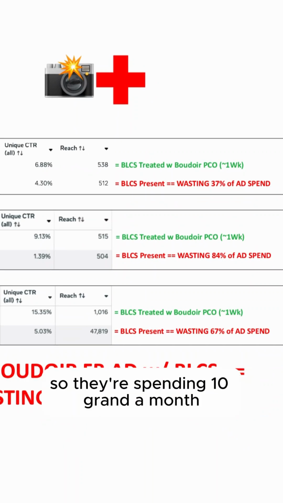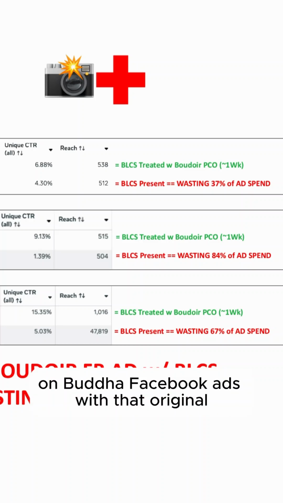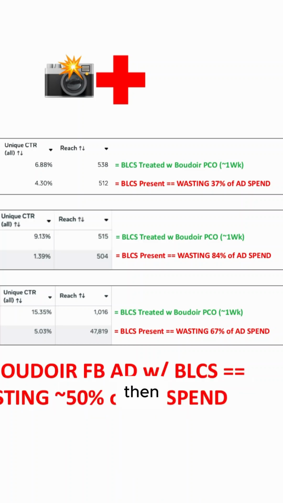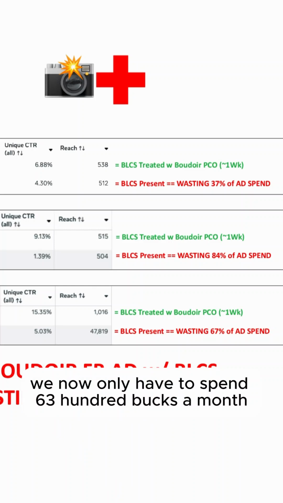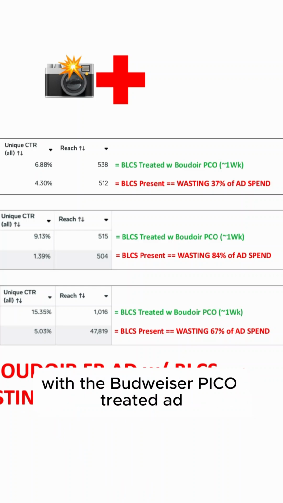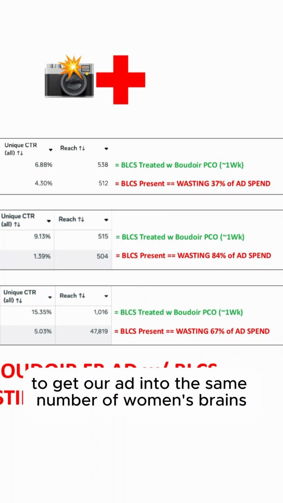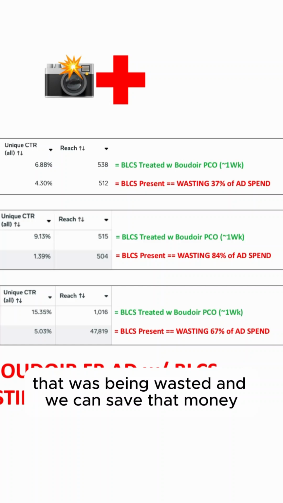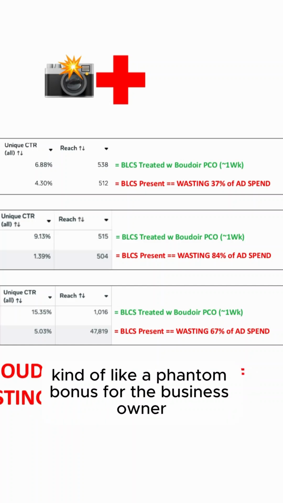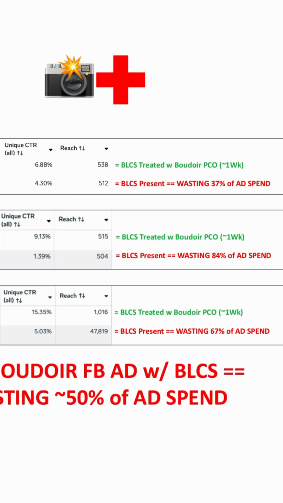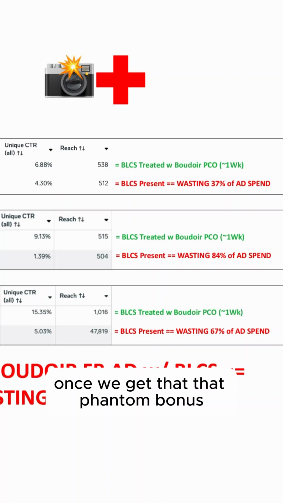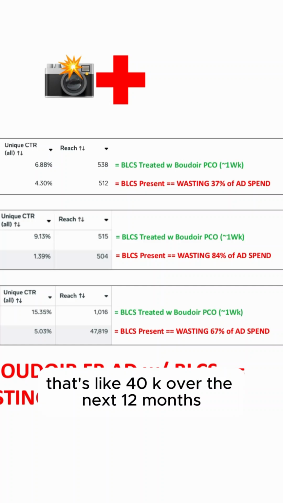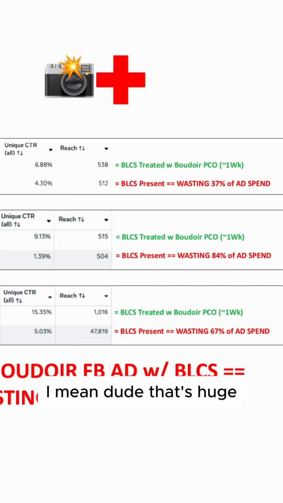So if they're spending 10 grand a month on Boudoir Facebook ads with that original, then we now only have to spend $6,300 a month with the Boudoir Pico treated ad to get our ad into the same number of women's brains. So it's $3,700 a month that we can eliminate that was being wasted, and we can save that money, kind of like a phantom bonus for the business owner. And once we get that phantom bonus, what's that, like 40K over the next 12 months? I mean, dude, that's huge.